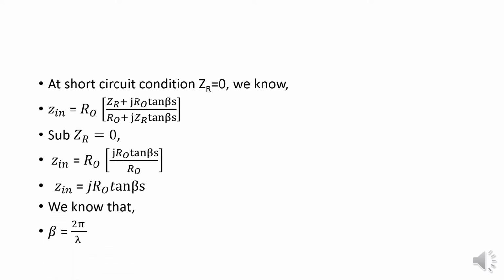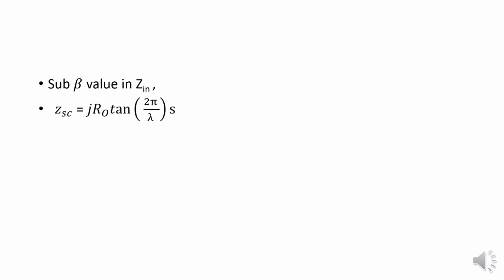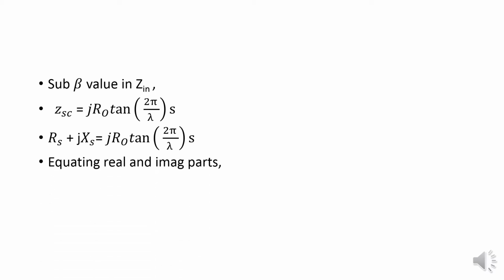We know that beta equals 2 pi divided by lambda. So we substitute the beta value in the input impedance. The input impedance becomes the short circuit impedance, that is ZSC equals J R0 tan of 2 pi divided by lambda into S. The short circuit impedance ZSC is in the form of resistance and reactance, so Rs plus J omega XS equals J R0 tan 2 pi divided by lambda into S. Now we have to equate the real and imaginary terms.